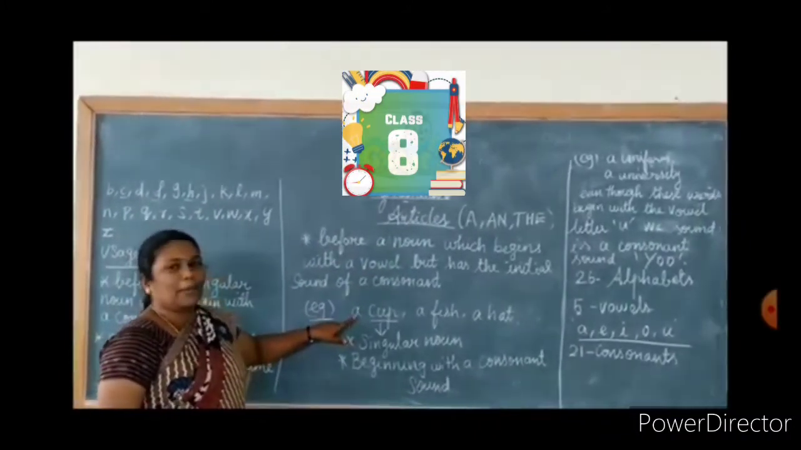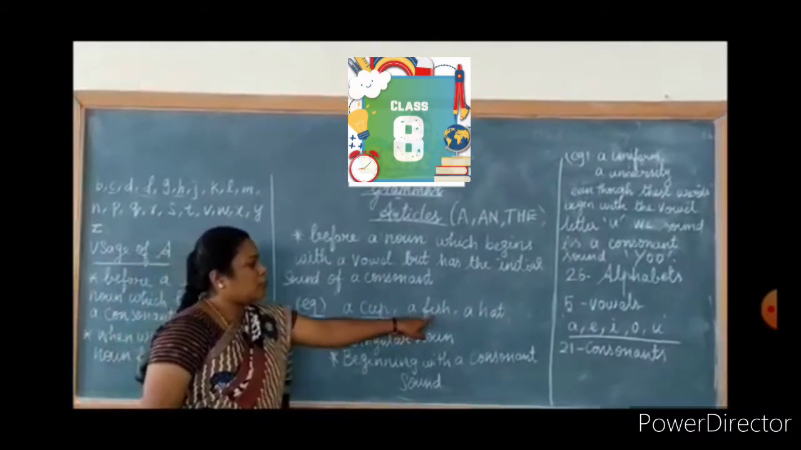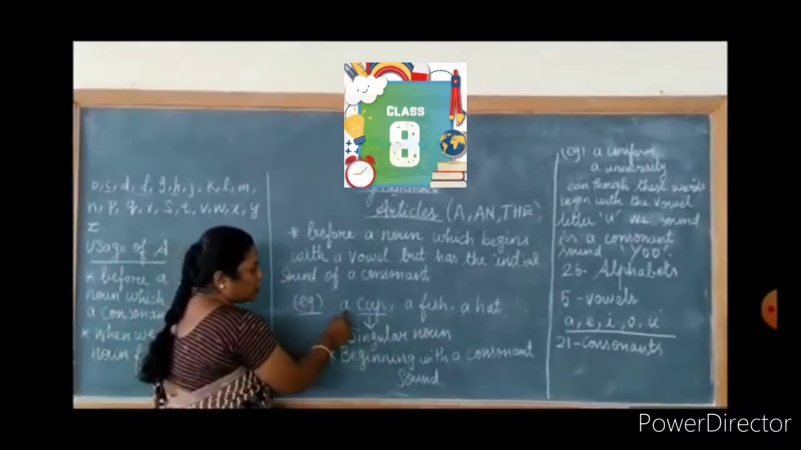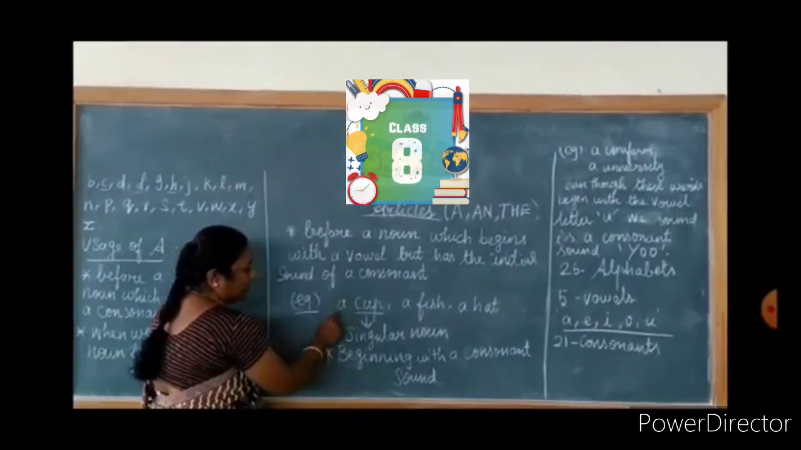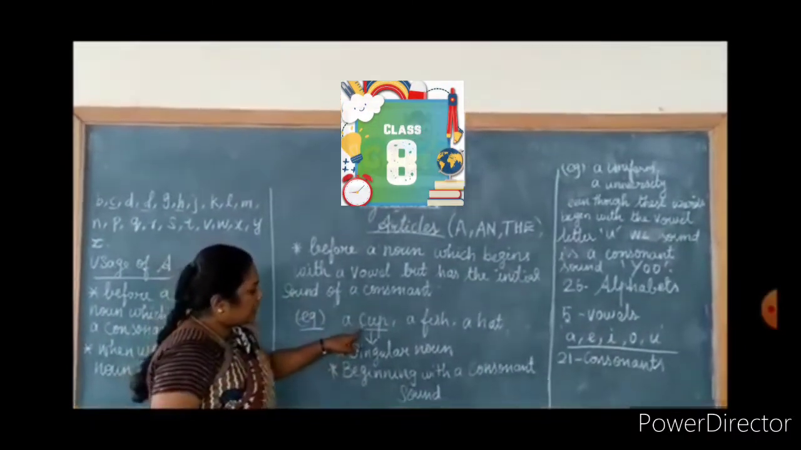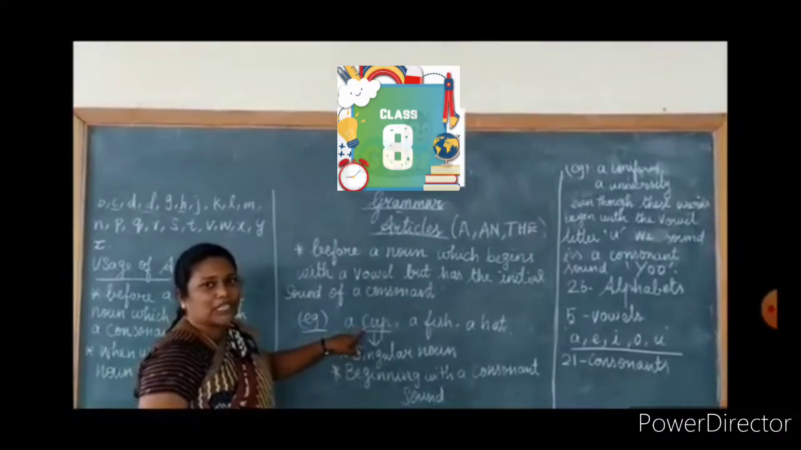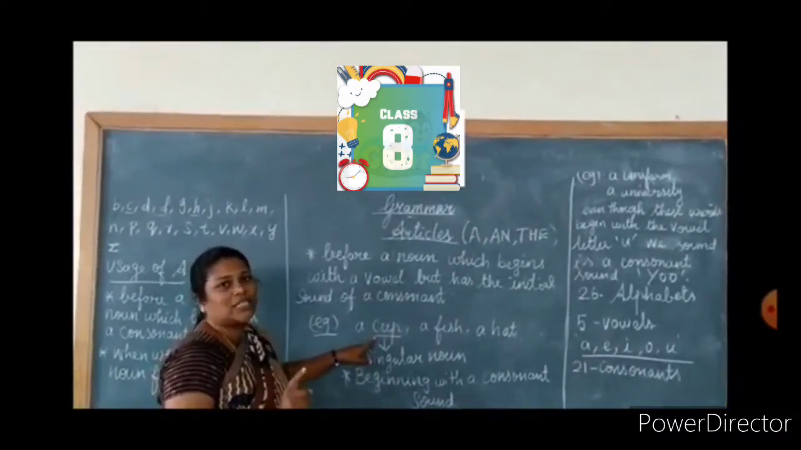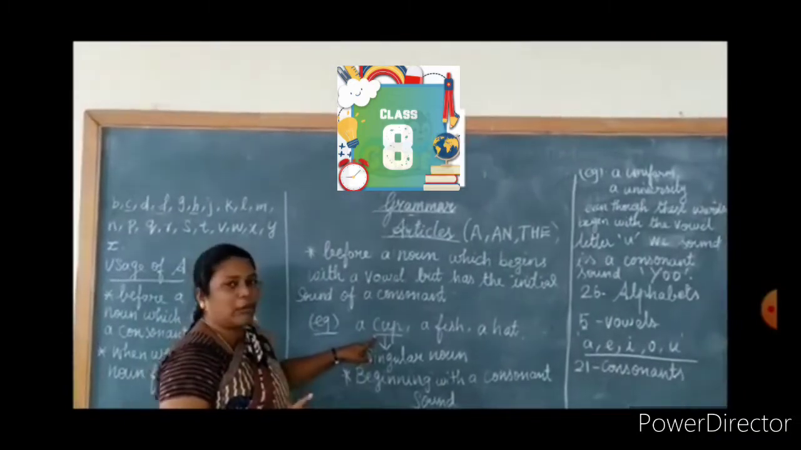See the first examples, here cup, here fish, here hat. Listen carefully, children. We have used the indefinite article here, and see the noun here, cup. It's a singular noun. It is not many. It is one singular object we are talking about.